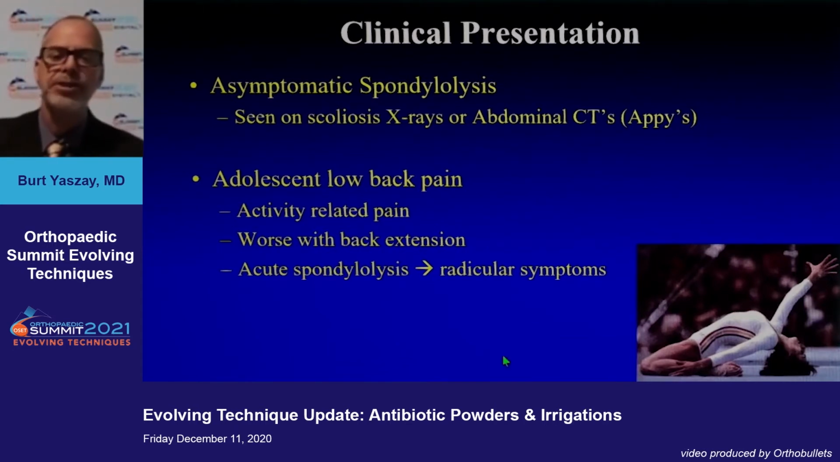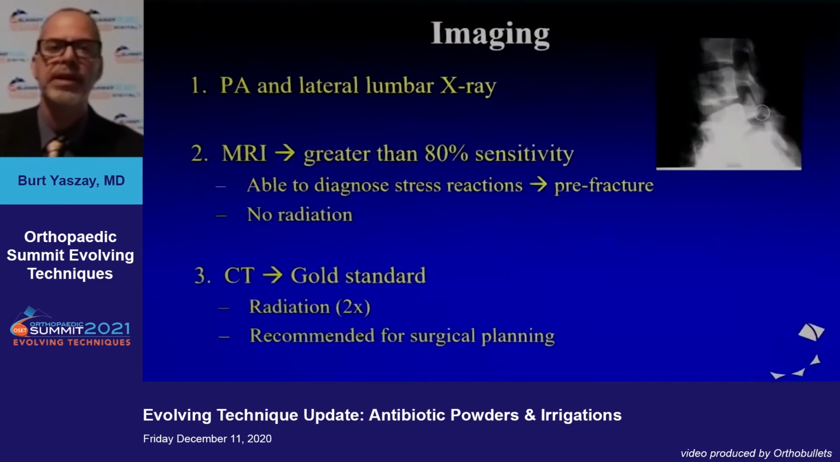What I do also see is that I have a few patients every once in a while that come with an acute incidence of a spondylolysis, and they will present with radicular symptoms, and I'll go into that a little bit shortly. So what's the imaging?